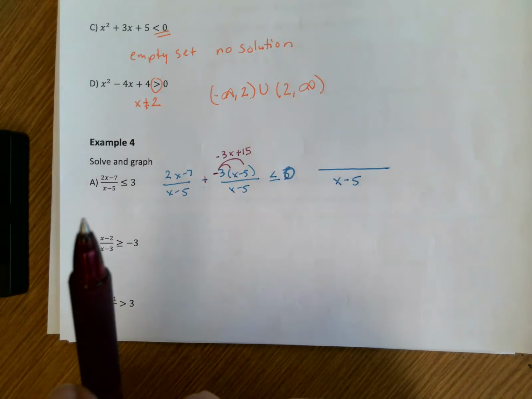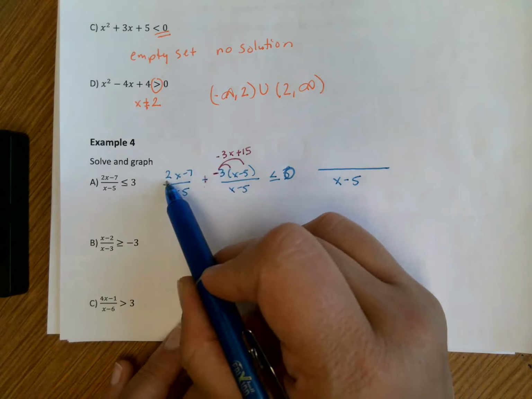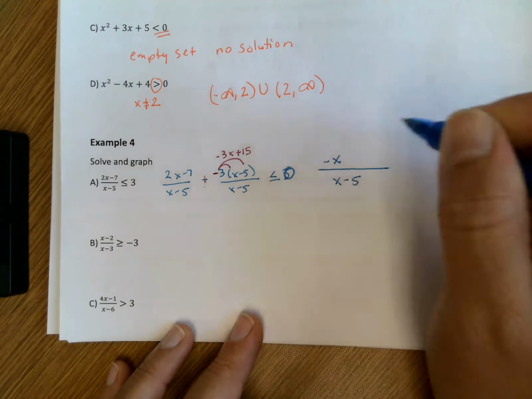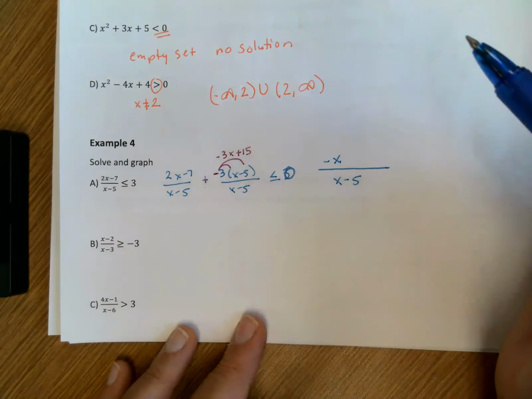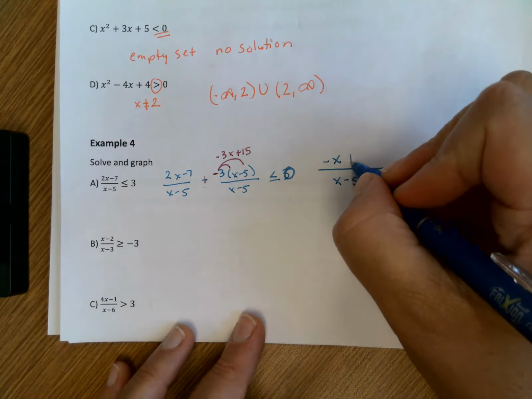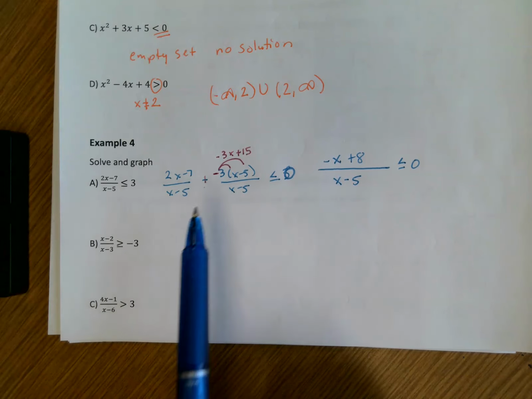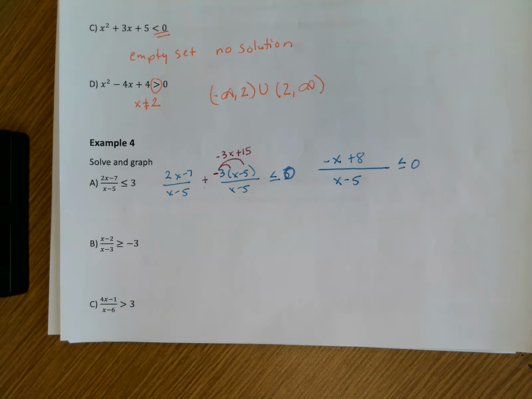So I can combine my like terms. Negative 3x plus 2x will give me a negative x. 15 minus 7 will give me a positive 8. Okay, this is what I have so far. Now everything I did right here is basic algebra. So if you struggle with basic algebra stuff, you have to come in and see me.